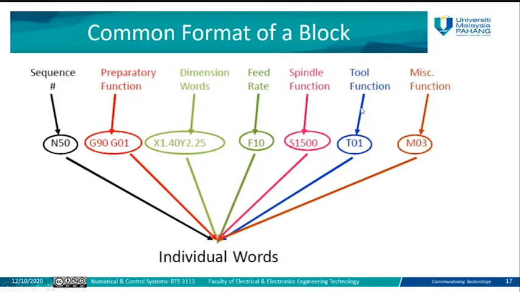Okay, this is just a recap of the common format for the block. As we said before, we have the sequence or number of the block. We have the preparatory function, which is G, any type of G, any of the G codes that we listed before in the table. Then we have the dimensions or the coordinates, which are X, Y, Z. Then we have the feed rate, the spindle, the tool function, and the miscellaneous functions.